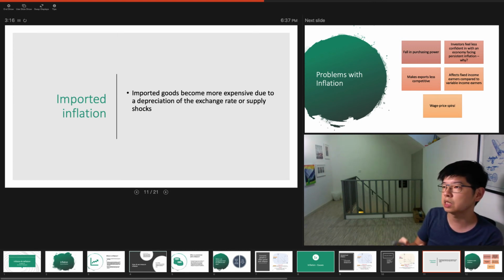So usually when there's a supply shock and it causes prices of goods and services to rise in other countries, prices of goods and services also rise in countries which depend heavily on imported goods. So that's imported inflation.